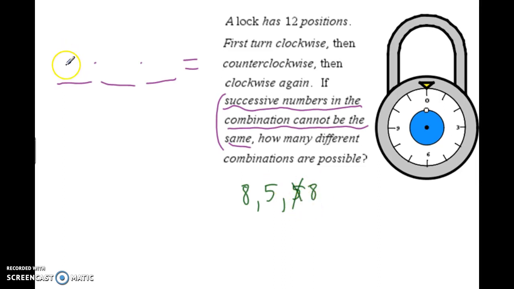So the first digit can be anything. There are 12 possibilities. There are 12 positions on the lock. The second number could be anything but the first number I chose. So if I chose an 8, the second number could be anything but an 8. It could be a 5, a 6, a 7, just not an 8. So there are 11 options there. And once I've chosen that second number, so I chose an 8 and a 5, we just established you cannot have that third number match the second number, just like the second number can't match the first number. There are only 11 options available once you've chosen that second number. So whatever that is would be your answer for this one. 12 times 11 times 11. Use your calculator, and that's how many different possibilities there are.